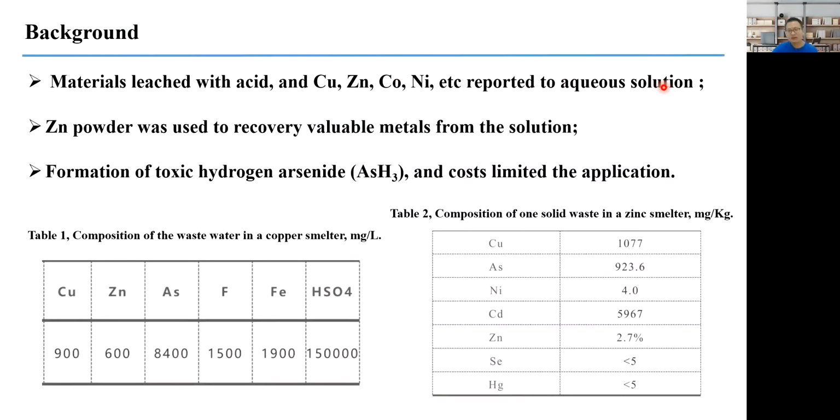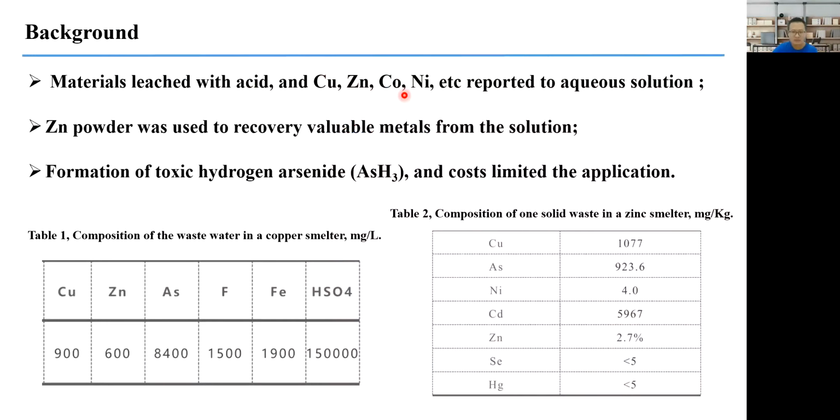And as I have mentioned, arsenic is a common impurity element in our concentrates, especially in sulfide concentrates. Once we are producing metals, arsenic is liberated. So it reports to metal, to slag, to gas, to water, anywhere. And when we are leaching materials with acid, arsenic will report to the solution as well.